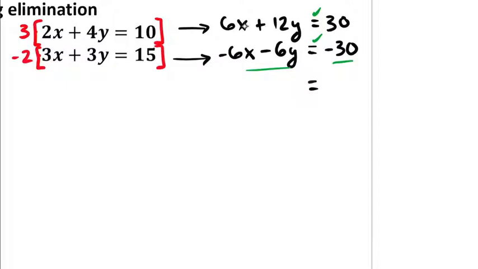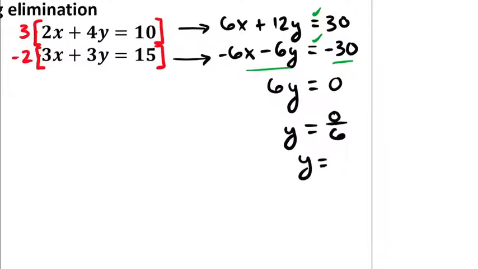First of all, the 6x and the -6x are gone. When I combine 12y and -6y, that becomes a positive 6y. Over here, 30 and -30 combine to equal 0. If I divide both sides by the number 6, 0 divided by 6 is 0. So y is the number 0.